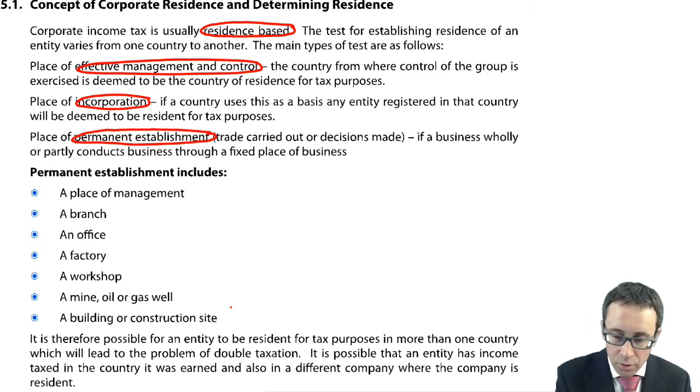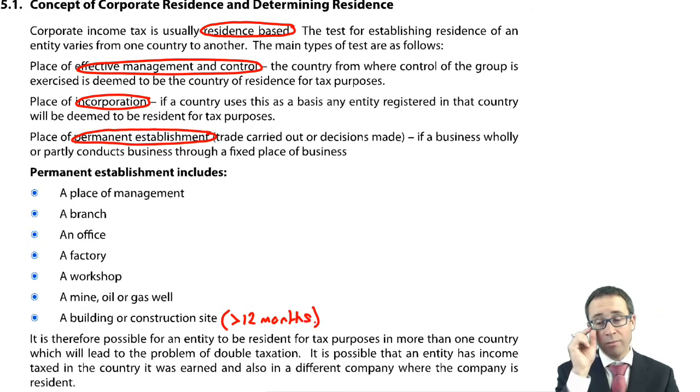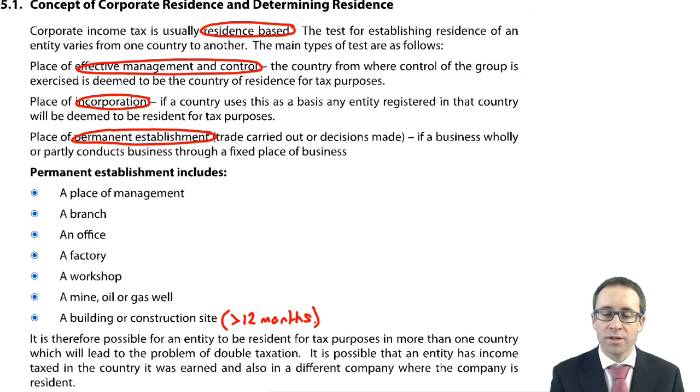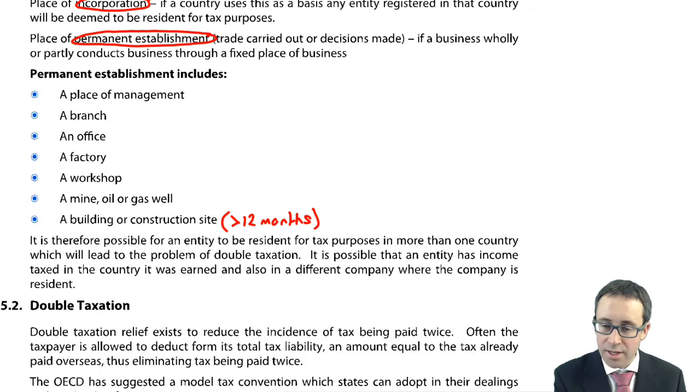Just be careful, a building or construction site is a permanent establishment if you are there for greater than 12 months. Anything less than 12 months, it's not deemed a permanent establishment, so you will not be taxed on the profits that you make from that building or construction site where that is taking place. It will be taxed based upon where you are normally resident. So I think the key bit that you've got there is you can see that you can be resident for tax purposes in more than one country.